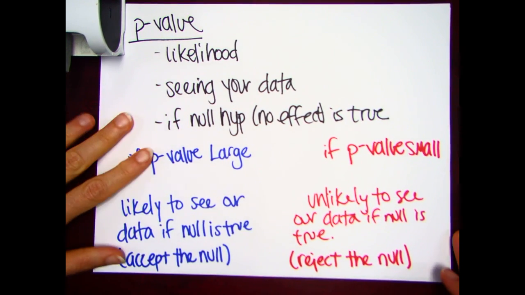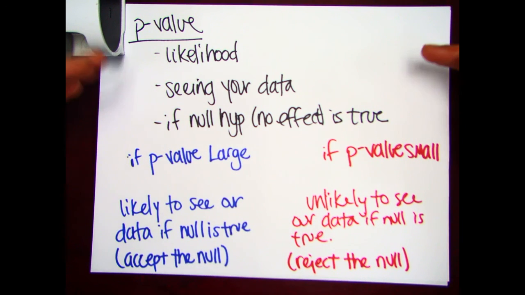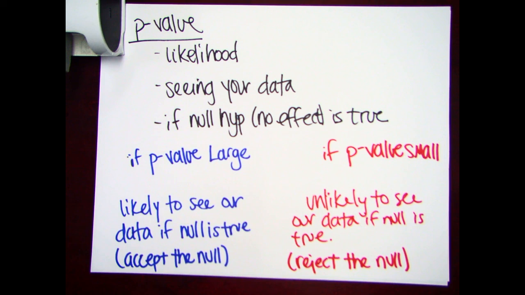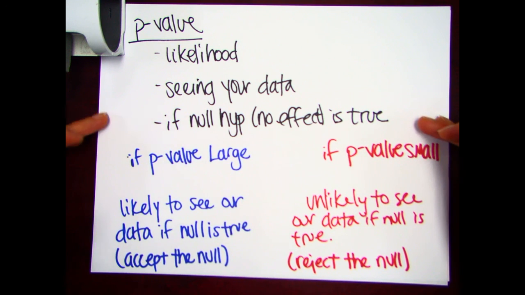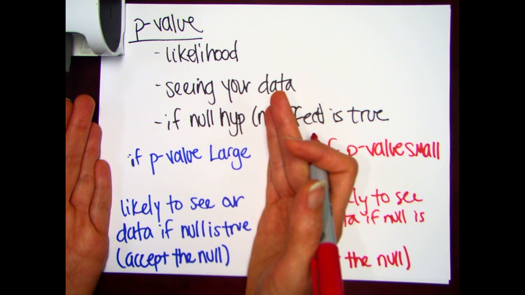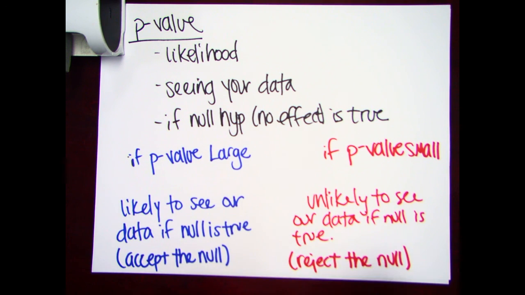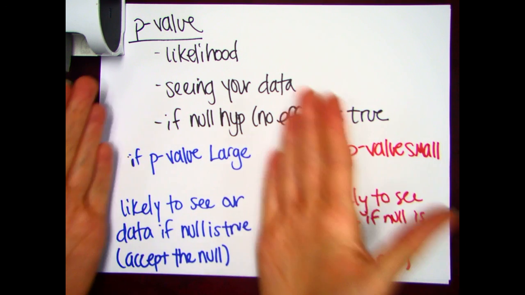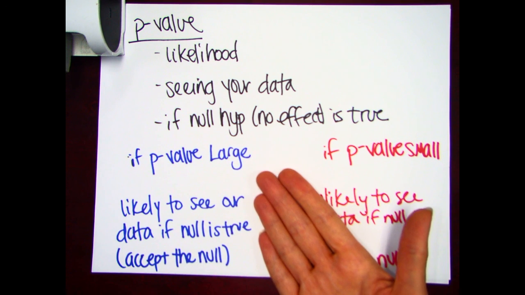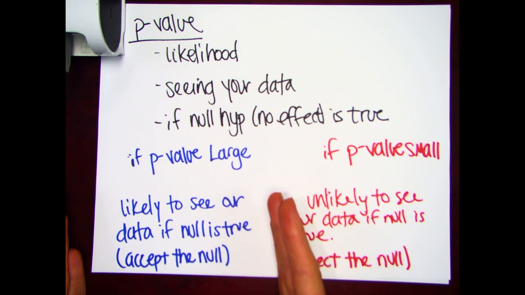Okay, so the p-value is the likelihood that you see the data that you actually observed in lab if the null or no effect hypothesis is true. So if the p-value is big, that means that we are likely to see what we really saw if the null is true. So then we feel like the null explains what we saw, and we keep the null. We accept the null or no effect hypothesis.